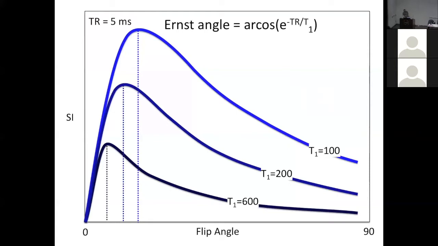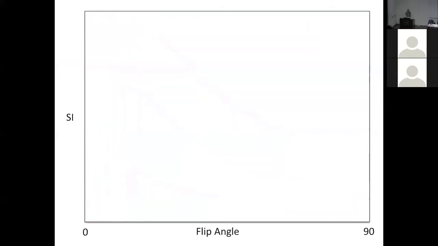The observations are that as the T1 goes from 600 to 200 to 100, the overall signal goes up. Also notice that the Ernst angle goes up. So the Ernst angle that maximizes the signal for T1 600 might be 5 degrees, whereas the flip angle that maximizes the signal for something that has a T1 of 100 milliseconds might be about 12 degrees. So this is with a TR of 5 milliseconds.